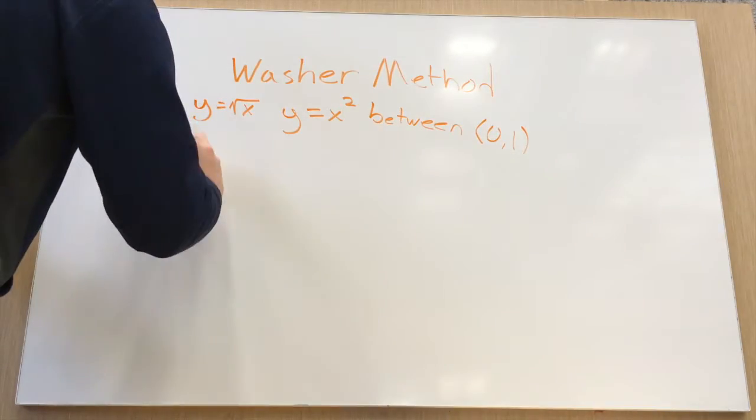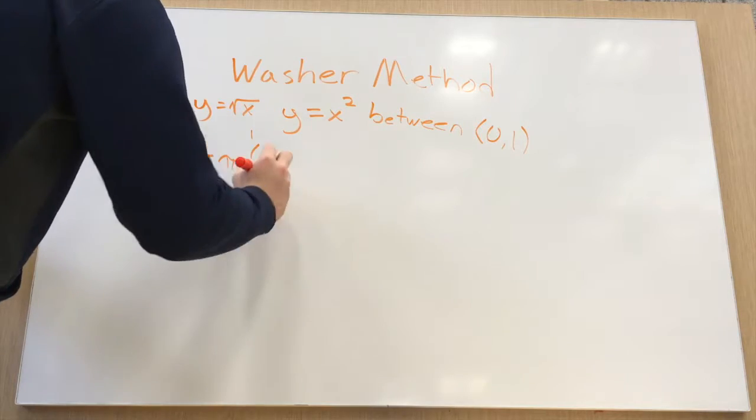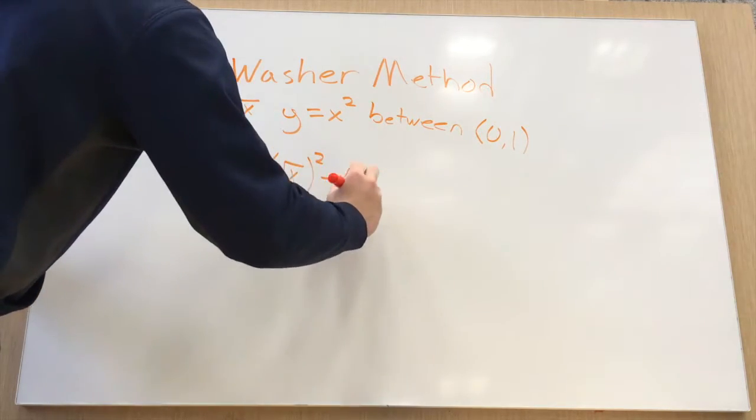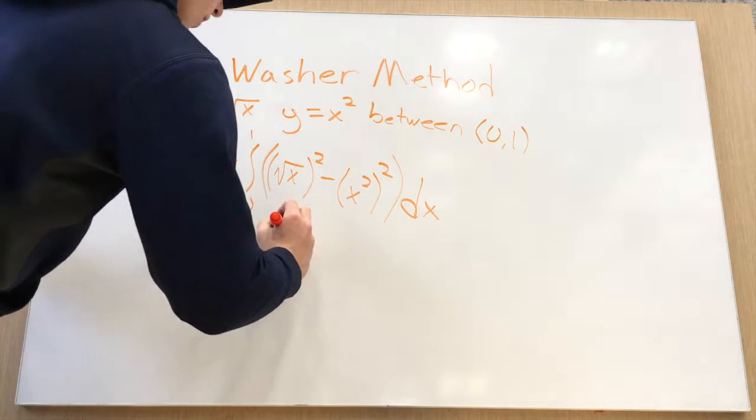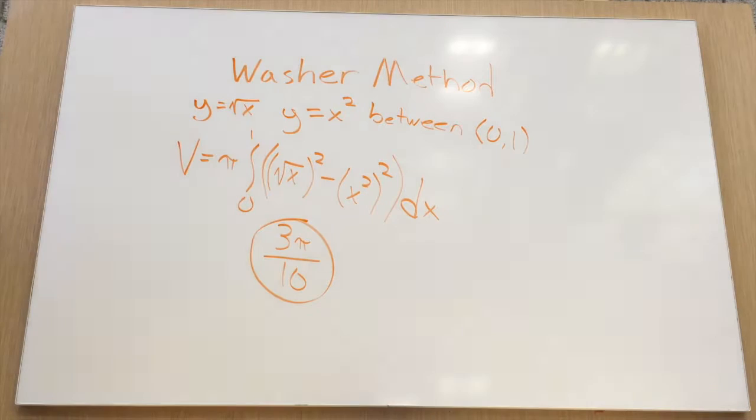So now we need to write our integral, and we know the volume equals pi times the integral, in this case 0 to 1. And we're going to take the large radius and put it first, so we're going to take the square root of x squared, and subtract the smaller radius, and that is x squared, and square that, and then take the whole integral of that, and that comes out to 3 pi over 10.